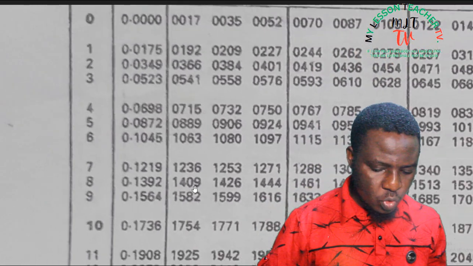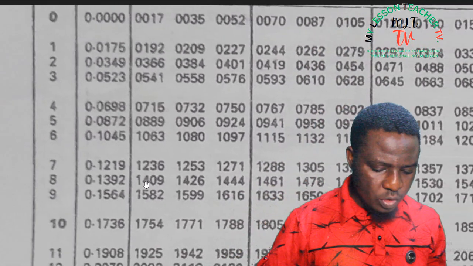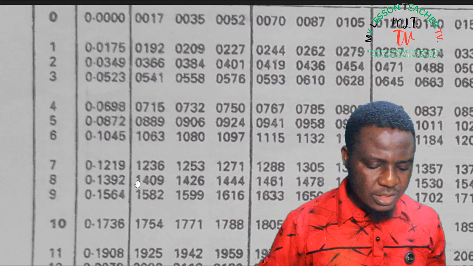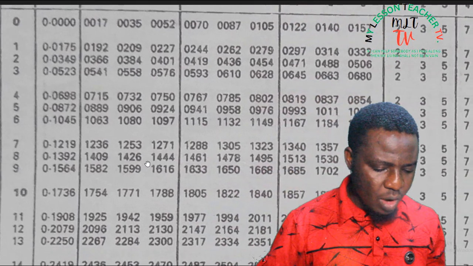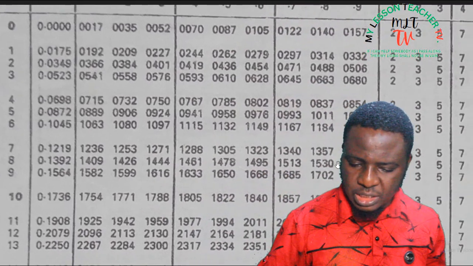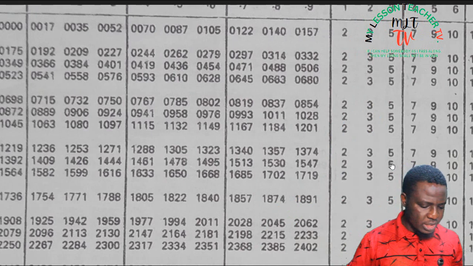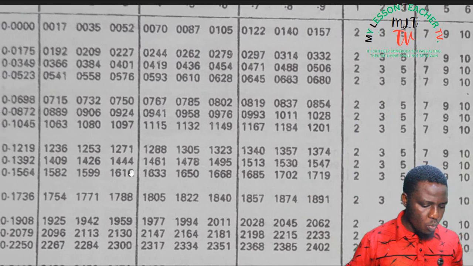1409. So 8 under 1 is 1409, but I'm looking for 1415. So the difference here is 6. Look at the difference table and see if you have any 6. So you trace it this way and there is no 6. So what will I do? I'm going to take the closest to 6, which is 5.